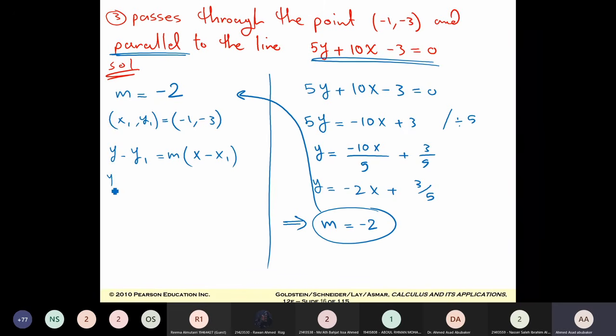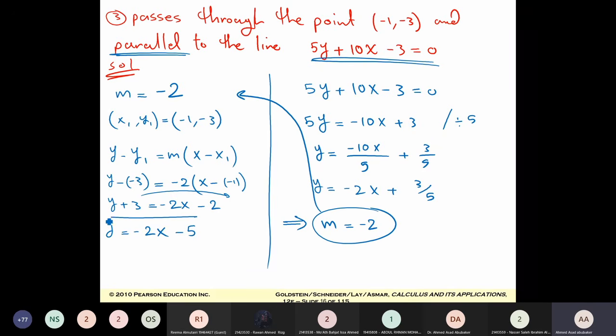Now we can find the equation: y minus y1, negative 3, equals m, negative 2, times x minus negative 1. So we have y plus 3 equals negative 2x minus 2. Move 3 to the other side, so we have y equals negative 2x minus 5. Okay, any question?